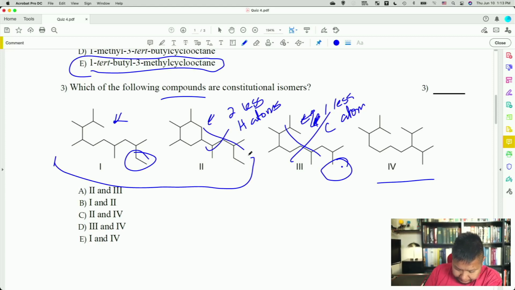Let's count the number of carbons. 1, 2, 3, 4, 5, 6, 7, 8, 9, 10, 11, 12, 13, 14, 15, 16. And again, 1 through 16. 16 carbons, that's good. Everything is open here, and everything is open here as well, so they have the same number of hydrogens. And so the answer would be structures 1 and 4. E.